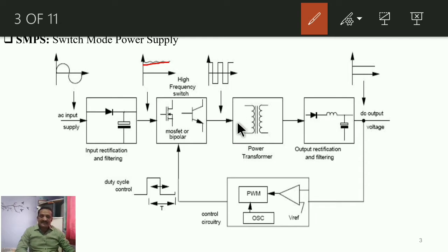That pulsating DC is applied as an input to this high frequency transformer. Basically this is used for coupling as well as for isolation purposes. Again, the output of that transformer will be pulsating in nature, and again there will be one rectifier circuit with a filter. See, the LC filter is preferred over here, inductor and capacitor.